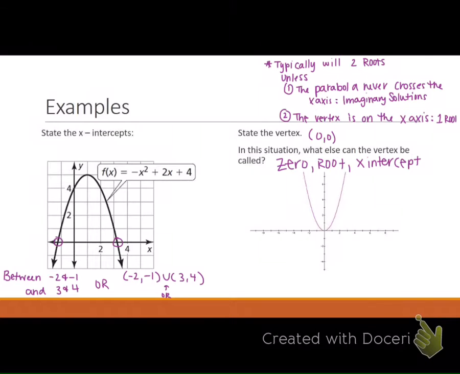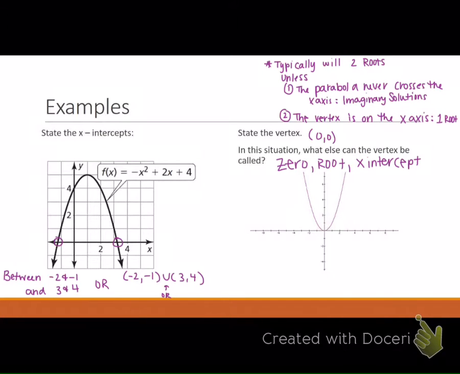It would be one root if it touches the x. So it will almost always have two roots, unless the vertex is sitting on the x-axis. Then it will only have one. Or like the situation we had on the previous slide where it was never touching, it will be imaginary. Does that make sense?